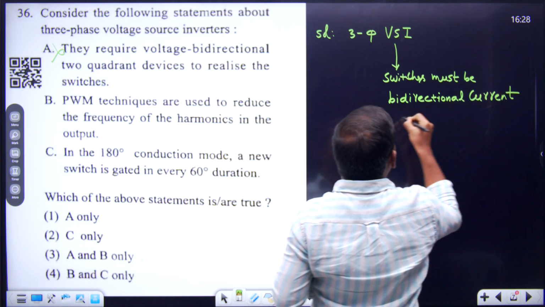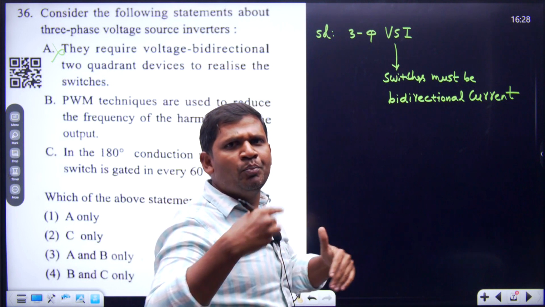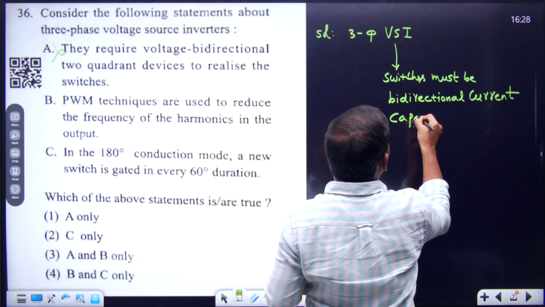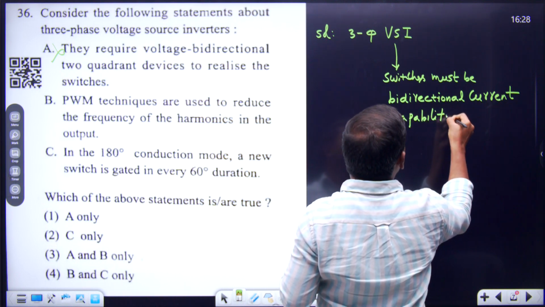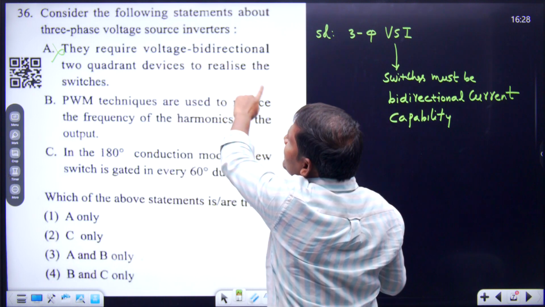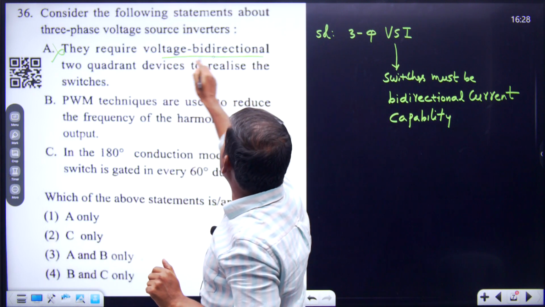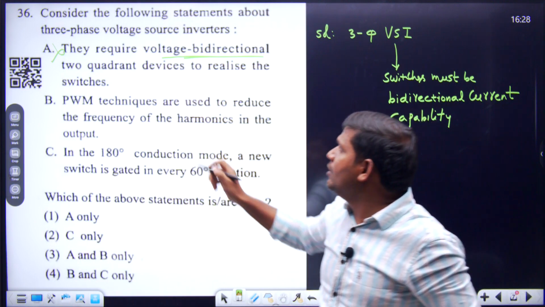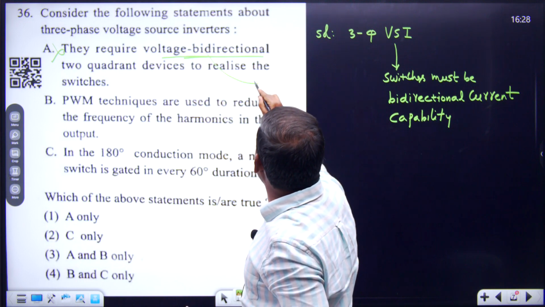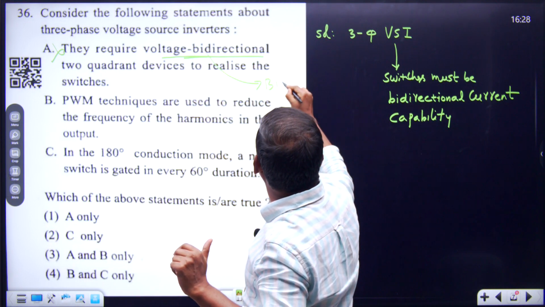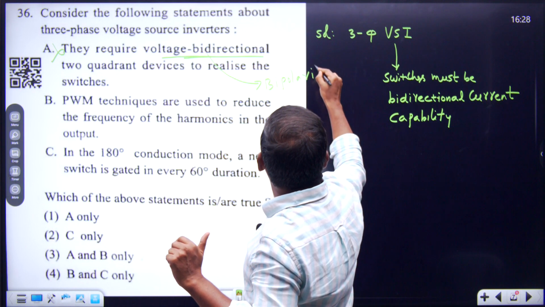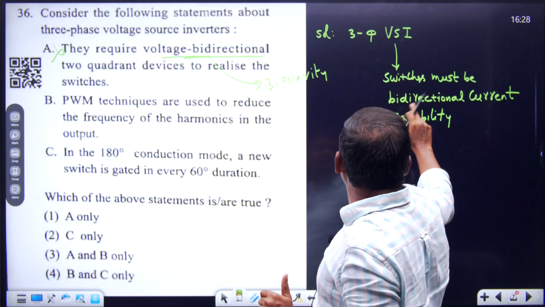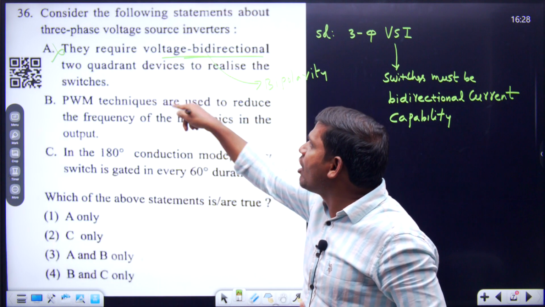Bidirectional current capability. That means the switches must conduct in both directions. But here the statement says they require voltage bidirectional two-quadrant devices. There is no need to block both polarities, no need to require bipolarity. Voltage bidirectional, what is the meaning of voltage bidirectional, students? It means bipolarity. But in a voltage source inverter we require bidirectional current capability. That's why it is a wrong statement.